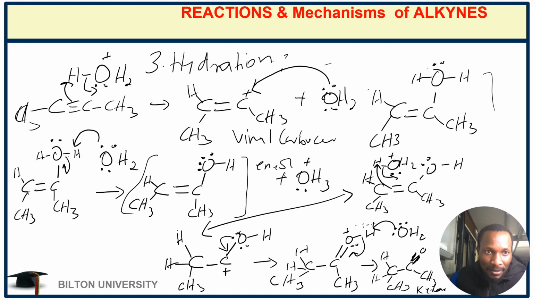The first step is the electrophilic attack of the pi bond, and the second step is going to give us a vinyl carbocation, followed by the nucleophilic attack of water to give us the enol, and then the deprotonation of the enol to give us a carbocation.